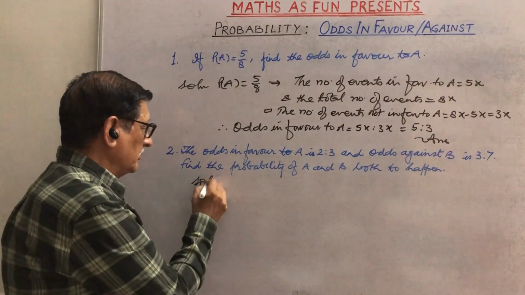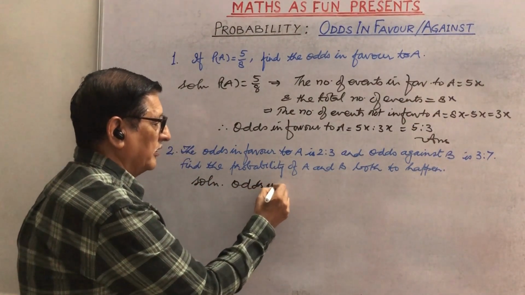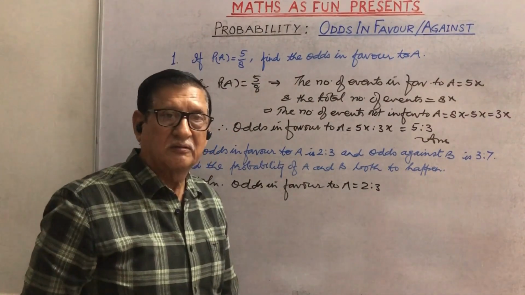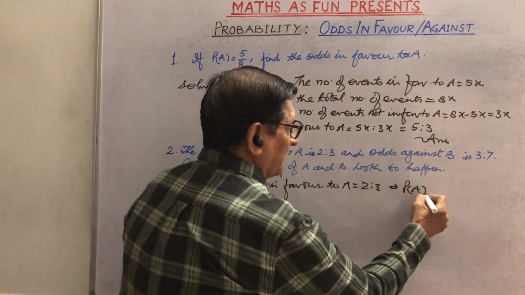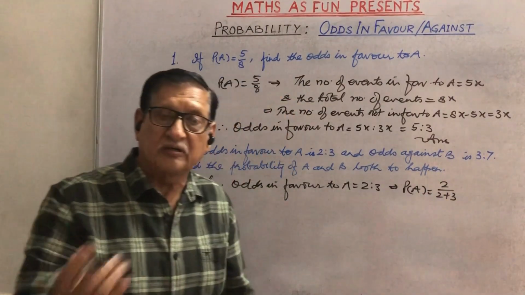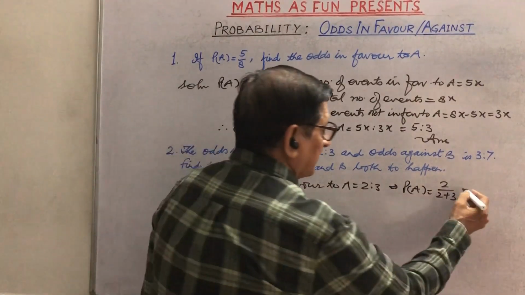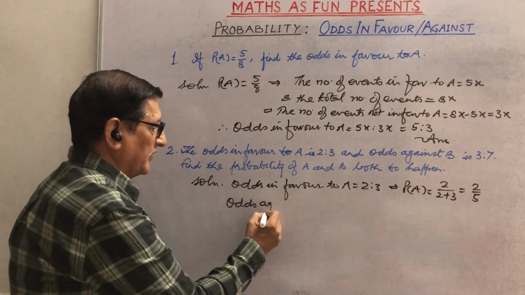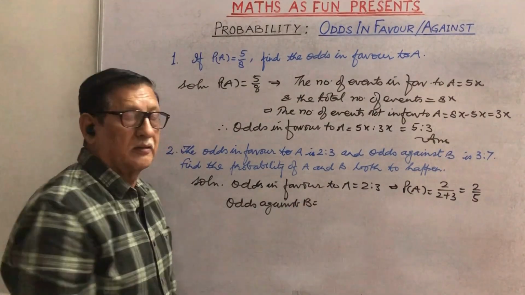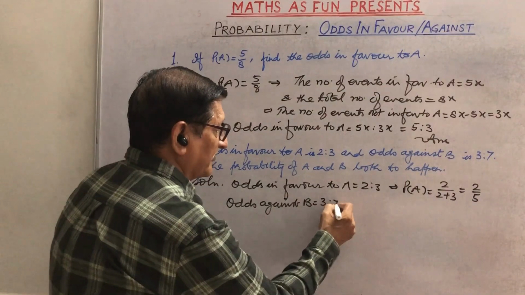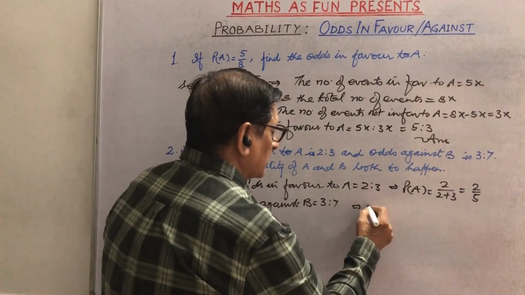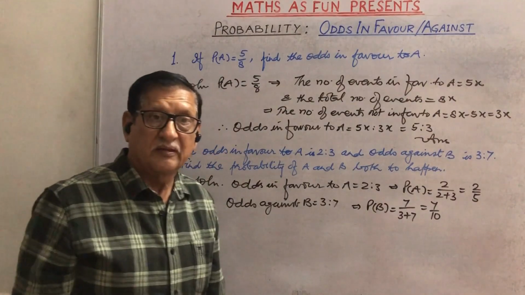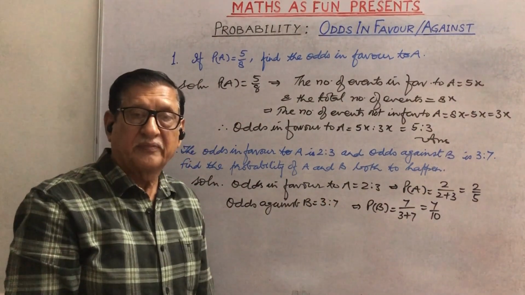What is given here? We have been given odds in favor of A is 2 is to 3. So can we say that the probability of A will be 2 upon 2 plus 3? We can find it directly, as I told you. This will be equal to 2 upon 5. Similarly, we have been given odds against B, that is 3:7. Can we say then the probability of B will be 7 upon 3 plus 7? That is 7 upon 10, because these are the events in favor.